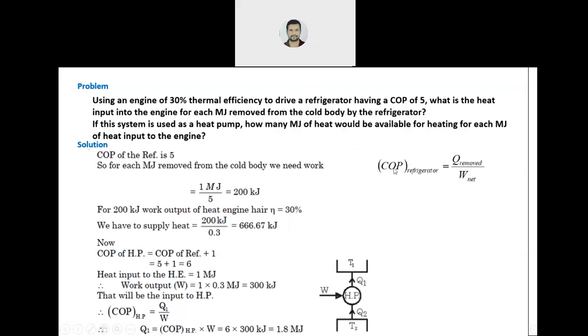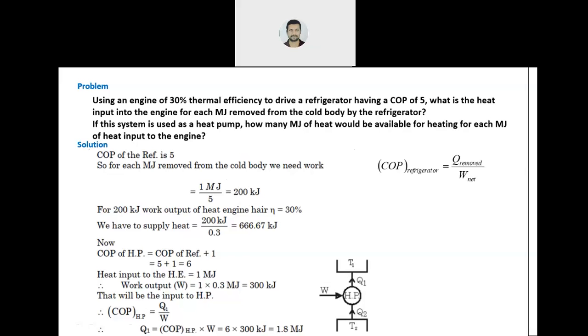So take W net to the left hand side, and COP will come in the denominator. So W net will be Q removed divided by COP of refrigerator. Now Q removed is 1 megajoule, COP is 5. So W net will come to 200 kilojoule. Correct? Now for 200 kilojoule of work output, the efficiency of the engine is how much? 30%. For doing so much work output, the engine has an efficiency of 30%.